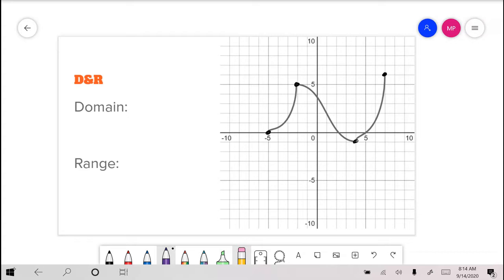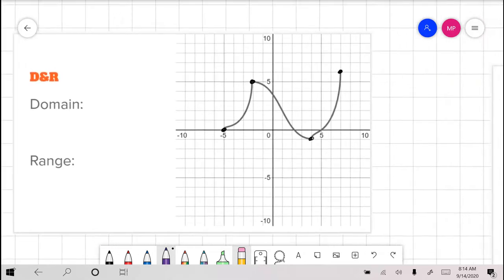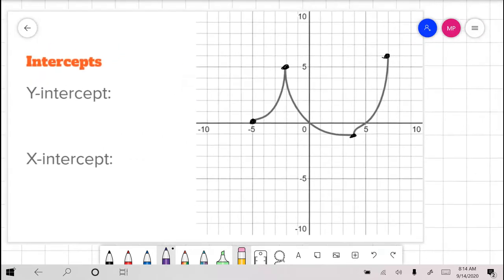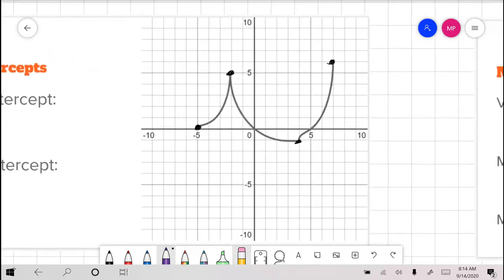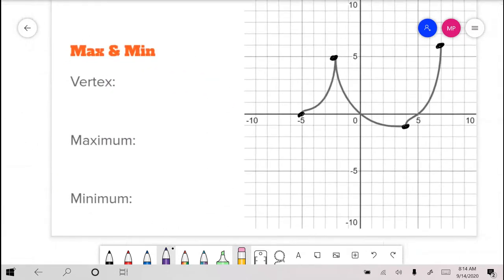In this part, we're going to be practicing finding the attributes of certain equations and graphs. For this first problem, I split it up into three sections, but it's the same problem. The first section is domain and range. The second section is x and y intercepts. And for the last section, we have either the vertex or the maximum or minimum.